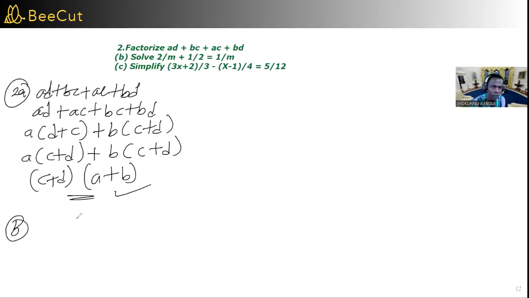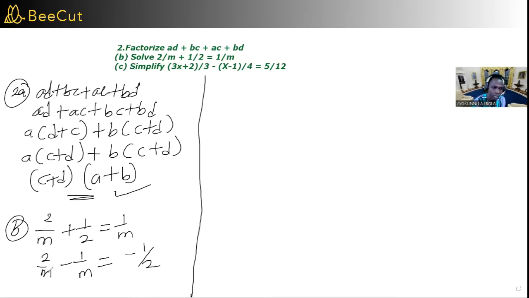While an attempt to solve the second one says if you solve 2 over m plus 1 over 2 equals 1 over m. This time around you can bring the m inside and take the half outside. So this becomes 2 over m minus 1 over m equals negative half, because that is changing sign there. Then you can find LCM on the left hand side, that is m. m in m is 1 times 2, that is 2. Then m in m again is 1, that is 2 minus 1 over m equals negative half.